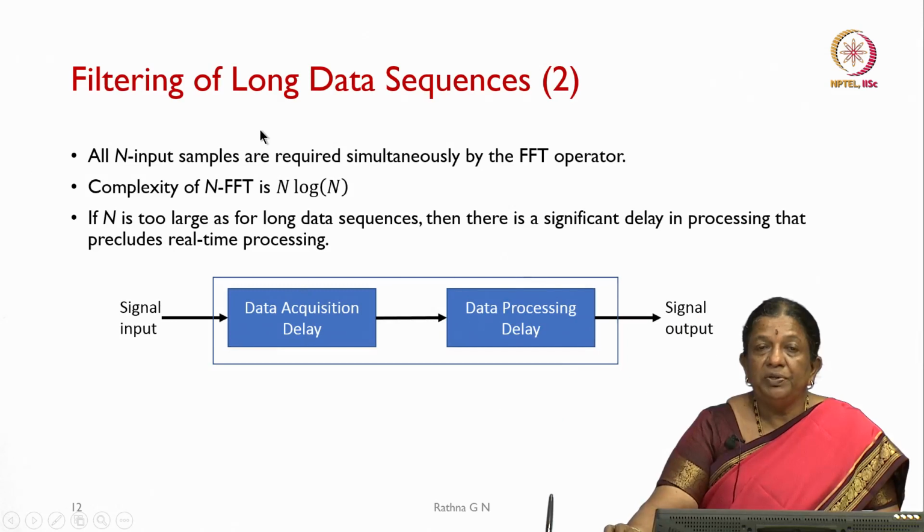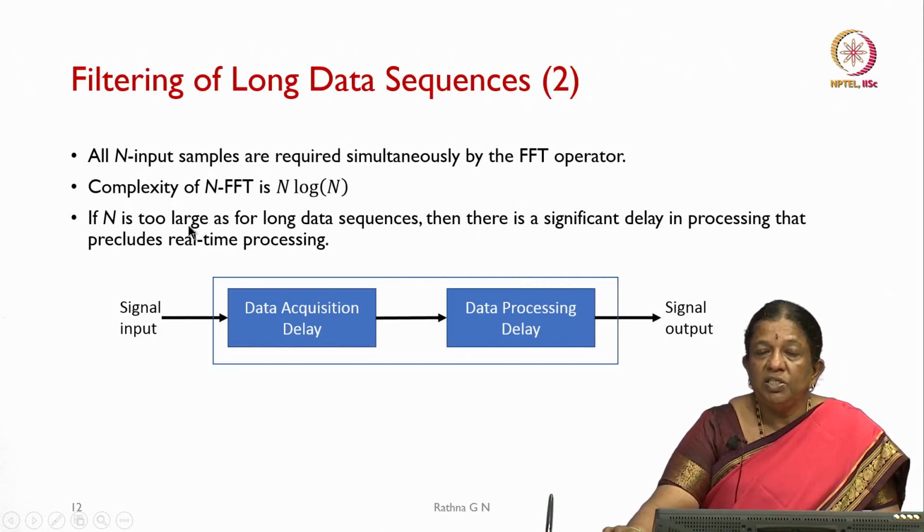How are we going to take care of the long data sequence that we want to filter? We say all N input samples are required simultaneously by the FFT operation. The complexity of the N-point FFT is N log2 N, and if we use the symmetry property it will be N/2 log2 N.